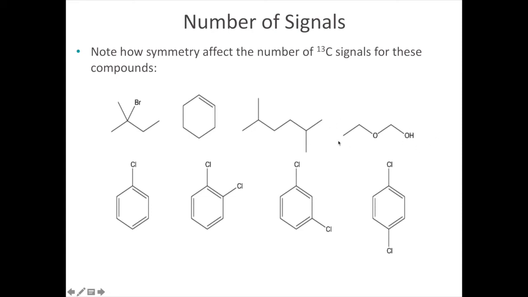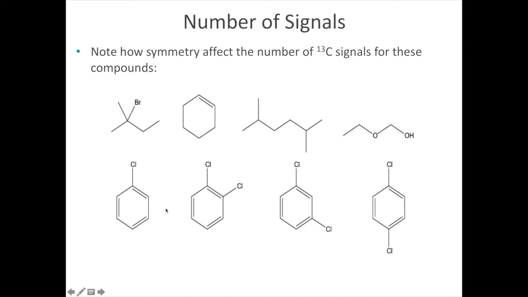How about this fourth one here? Notice that all the carbons in here are unique. This carbon is unique. This is the only one that has 3 hydrogens. This one is unique, even though these 2 both have 2 hydrogens, but this carbon is close to 2 oxygens, whereas this one is close to only 1 oxygen. That's why they're different from one another. So there's 3 signals from that molecule.